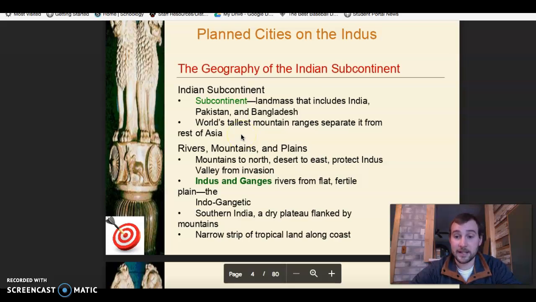And if we're playing the connect the dots game, if it's tough for people to invade you, you do not have to put a lot of time and money and resources into your army. Thus, you can shift those funds and that energy into different aspects of your culture. In India, it's definitely going to be religion as one of those.